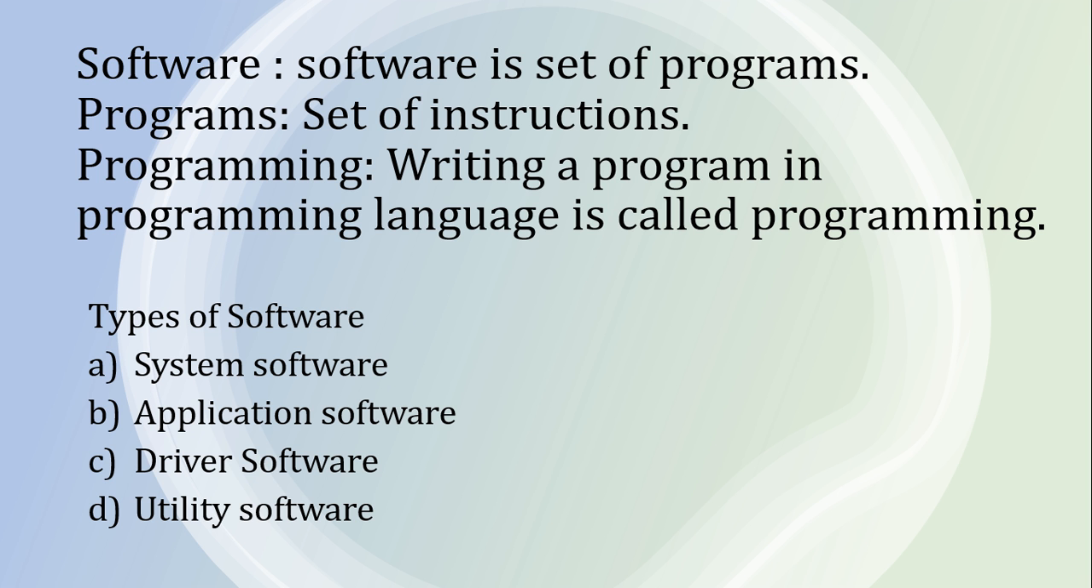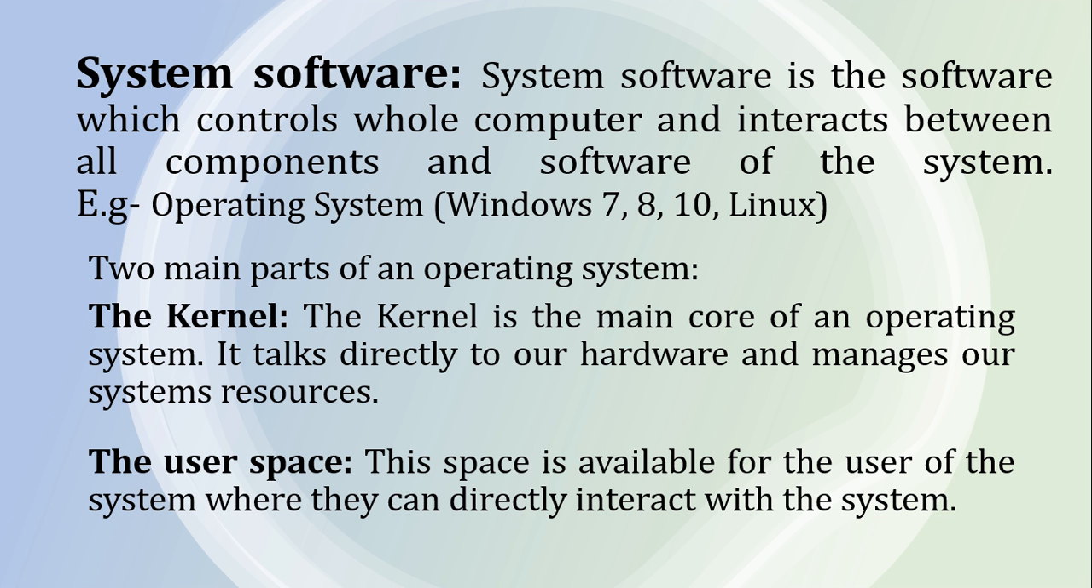Next, types of software: system software, application software, driver software, utility software. Let's see them one by one. System software is the software which controls the whole computer and interacts between all hardware components and software of the system, like operating systems such as Windows 7, Windows 8, Windows 10, Linux, and Mac OS for Apple computers.